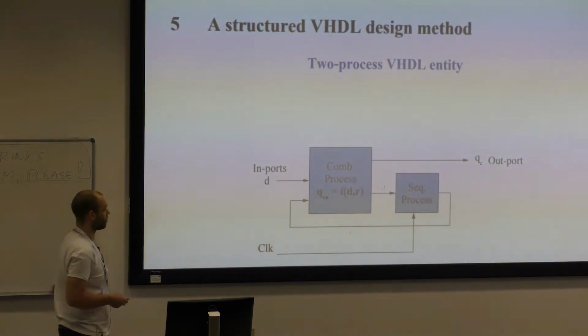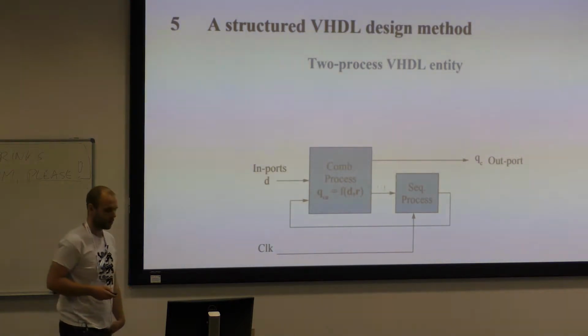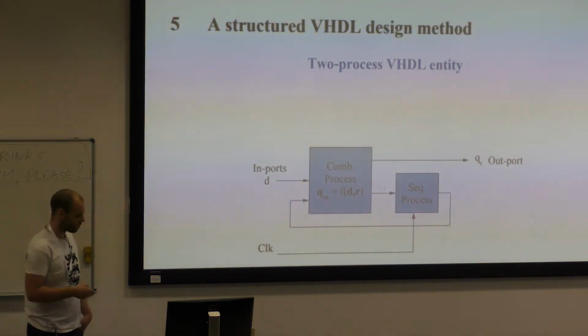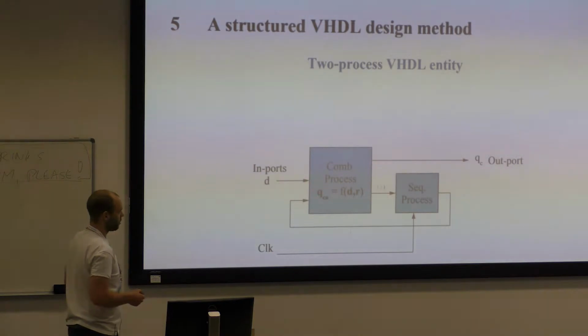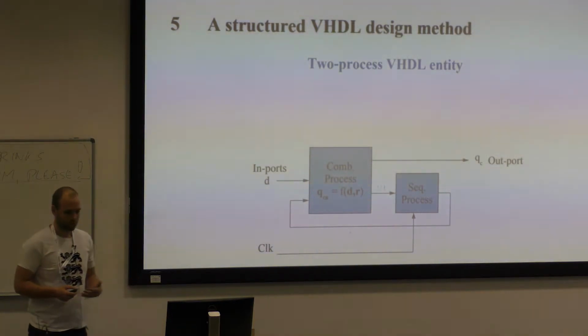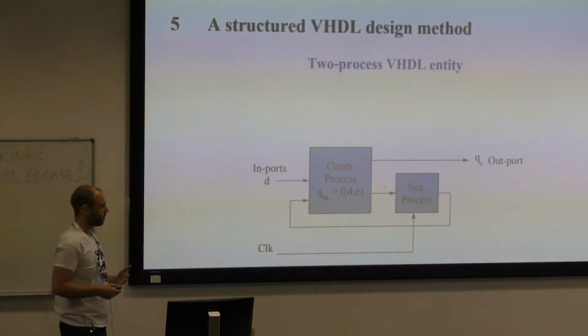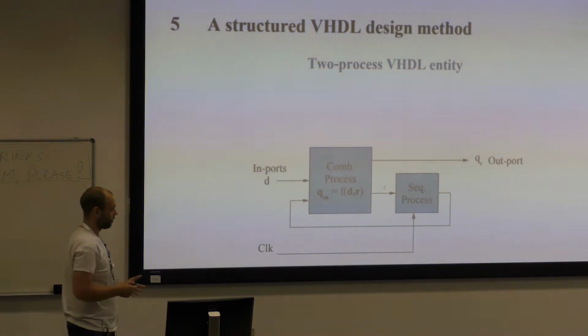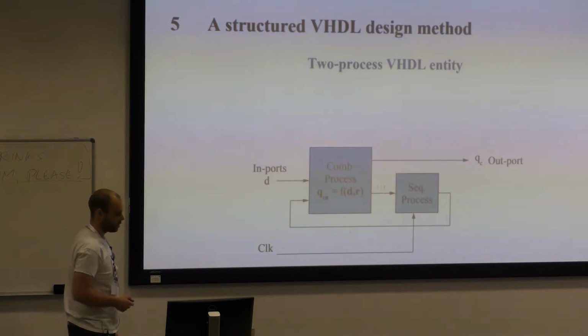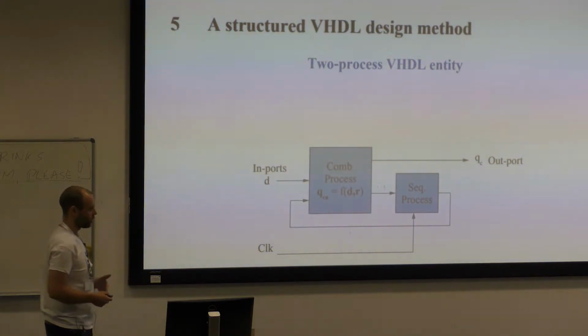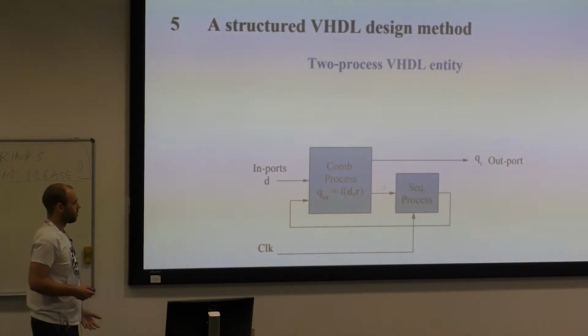It's much better to have two processes in your design. One process is the combinatory process, where you will basically define all of your combinatory logic, so all of the logic that you're actually doing. And second one is the sequential one, which contains all of your registers.